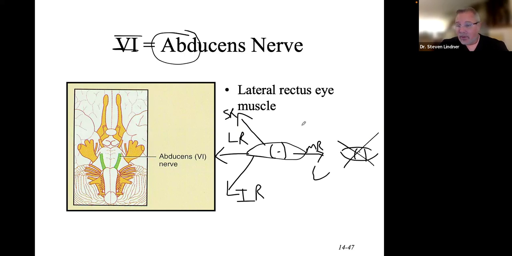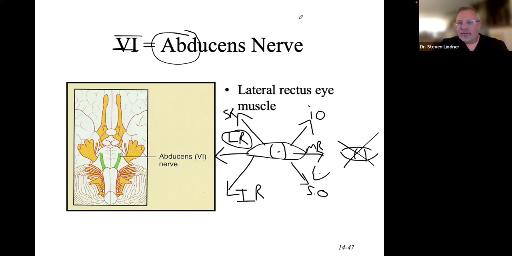When the eye goes up and in, that's the inferior oblique muscle. And when you move the eye down and in, that's the superior oblique muscle. So the lateral rectus moves the eye laterally, which is away from the nose. It's abducting it. You're moving it away from midline.